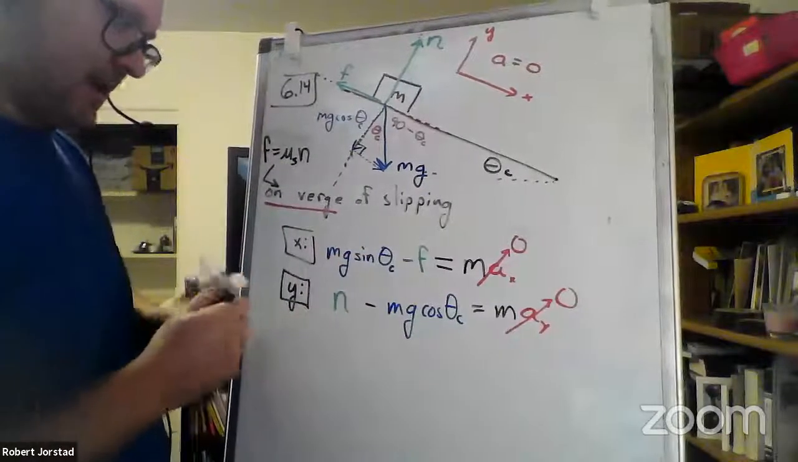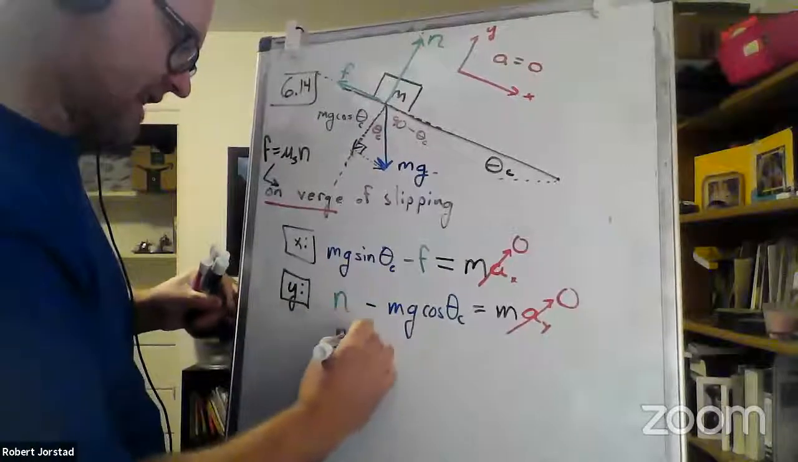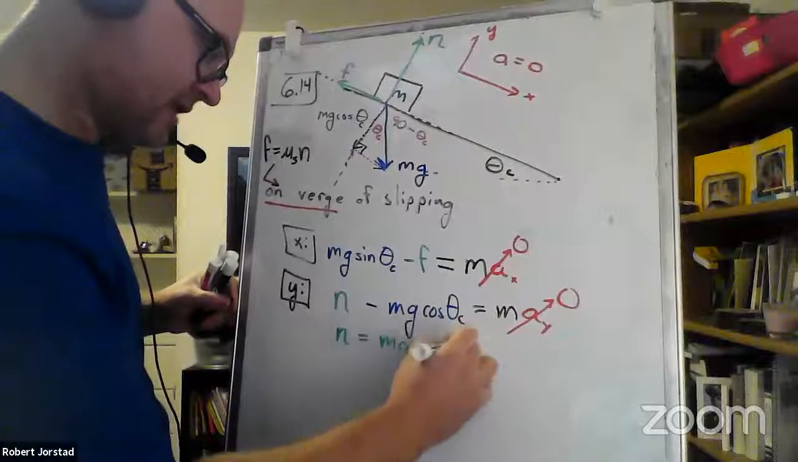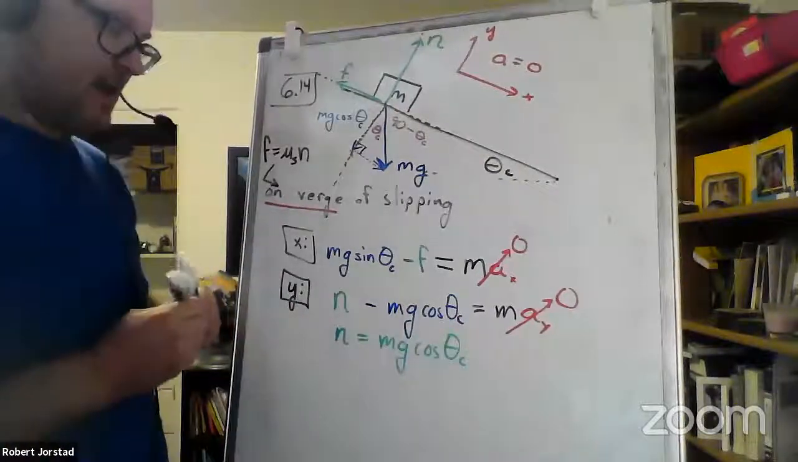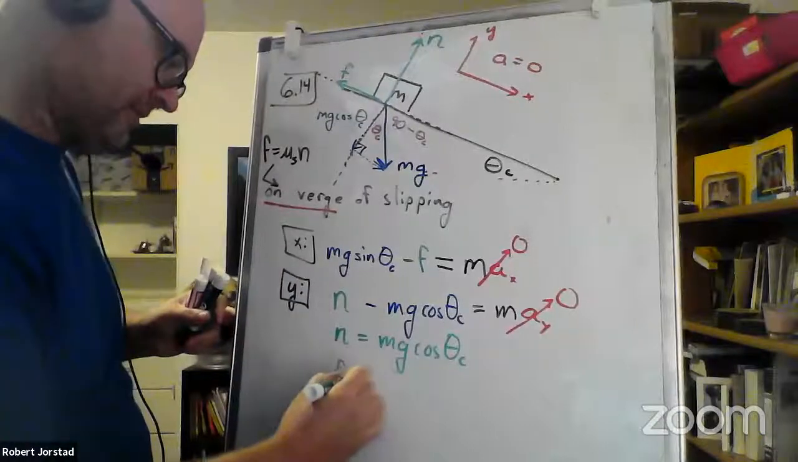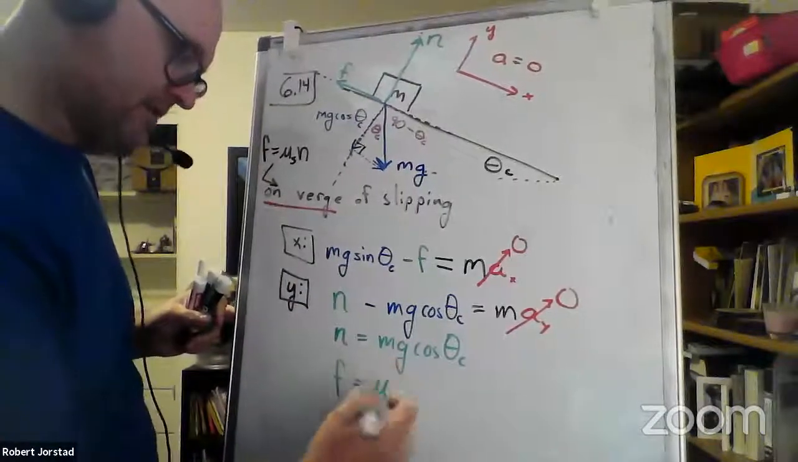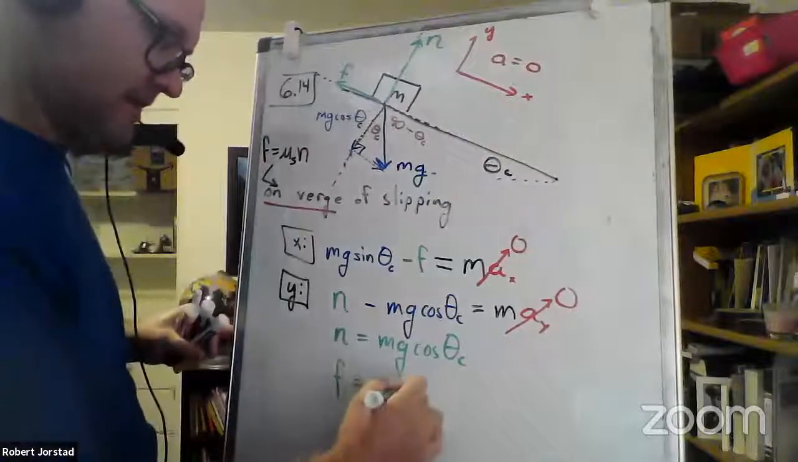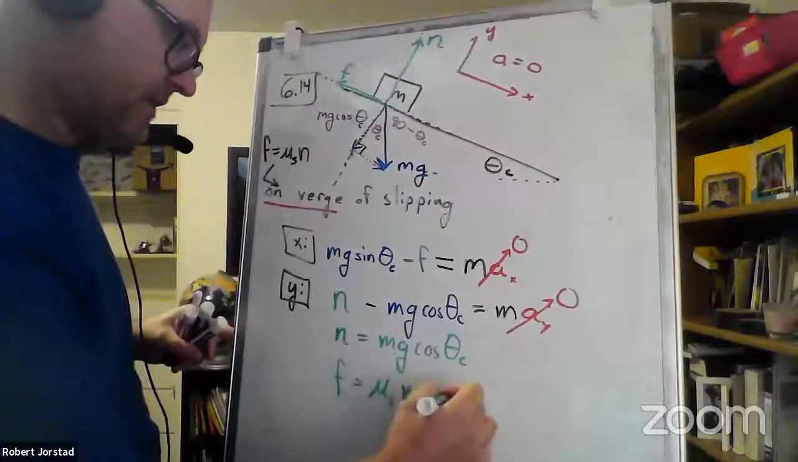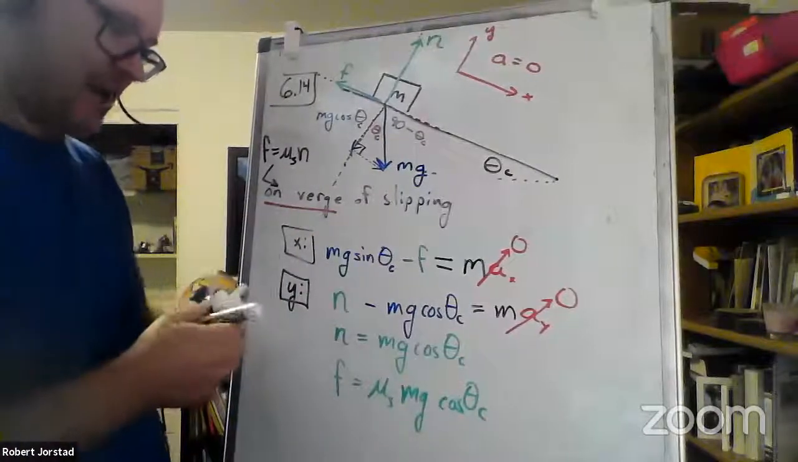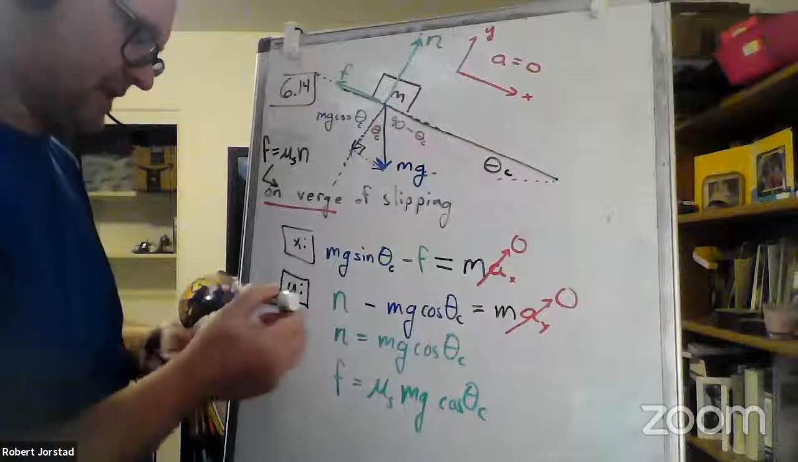So tell me here, I think this one's not too bad. This just says N equals mg cosine theta critical. Now, if I plug that in, it says that friction is equal to mu subscript S. Why? Because it's static. It's on the verge of slipping. Mg cosine theta critical, which now I'm going to plug that into here and something magical happens. Watch this.